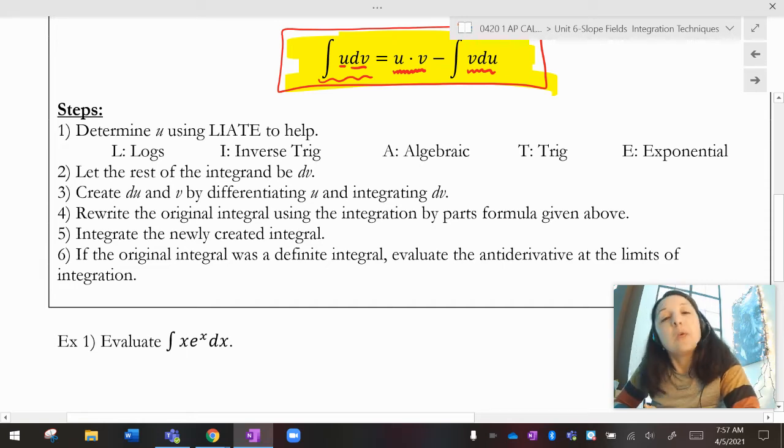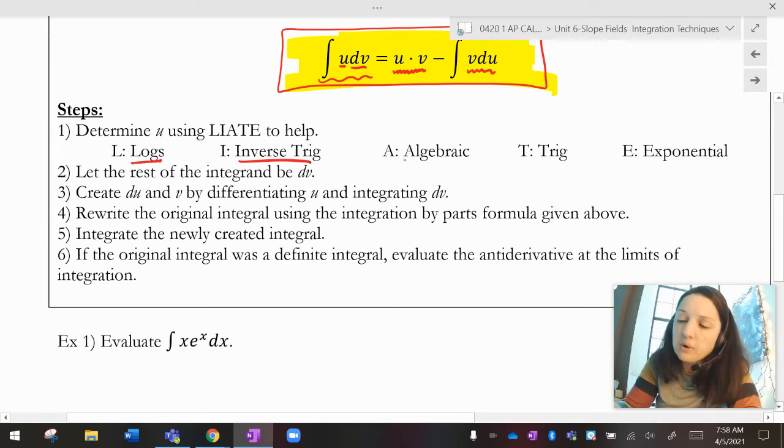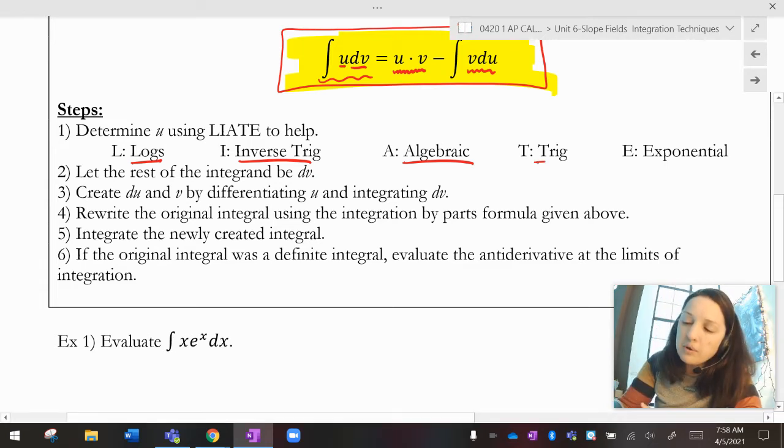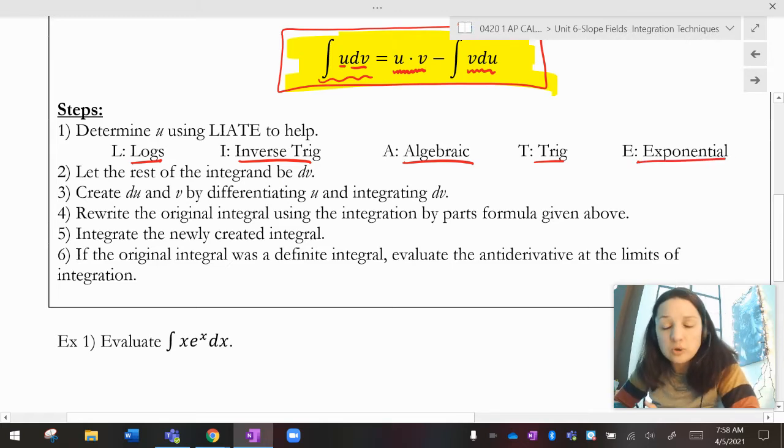LIATE. The thing you want to choose as your U part should be a logarithm if there is one. If there isn't one, choose an inverse trig function. If there's not one of those, choose an algebraic function, and by algebraic I mean x to a numerical power. If there's not one of those, pick a trig function, and if there's not one of those, pick the exponential function to be your u.